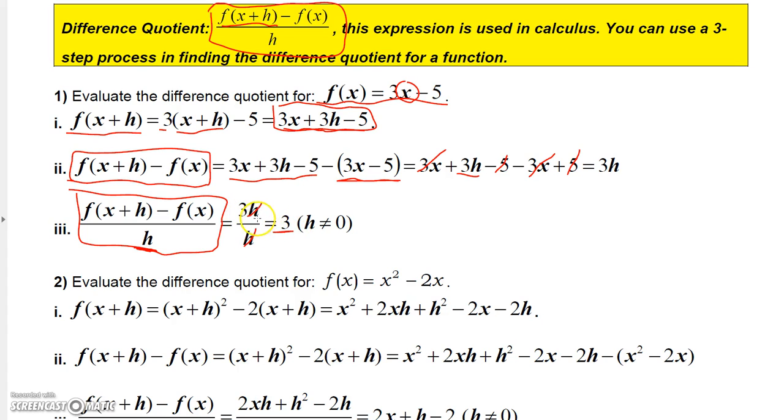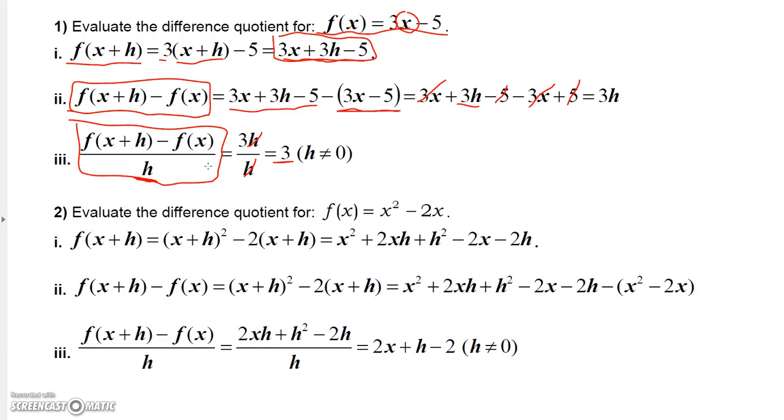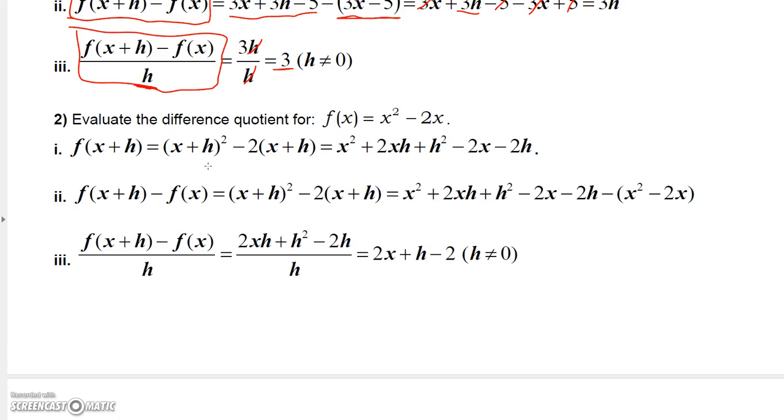Now when I said h over h is 1, that's only true if h does not equal 0, because 0 over 0 is called indeterminate. It's an undefined form. So I just want to make sure you're aware of that.